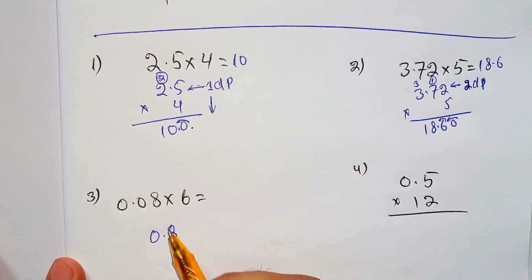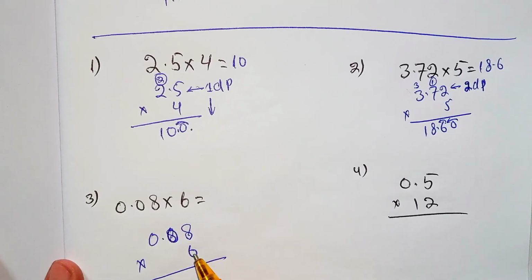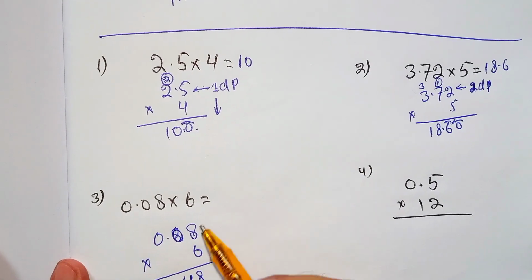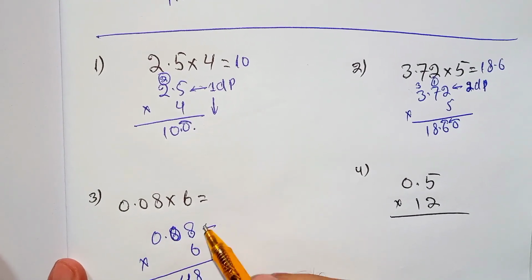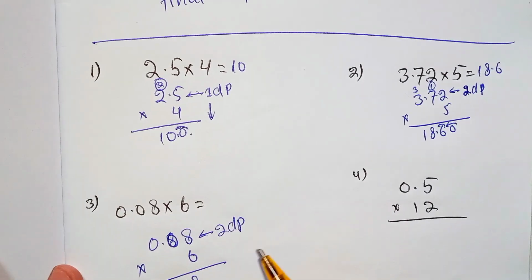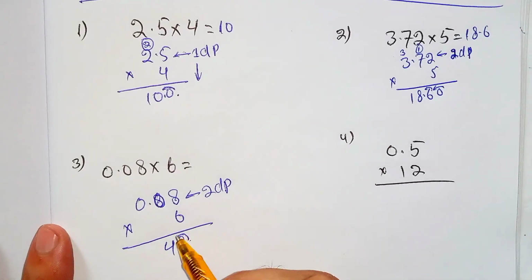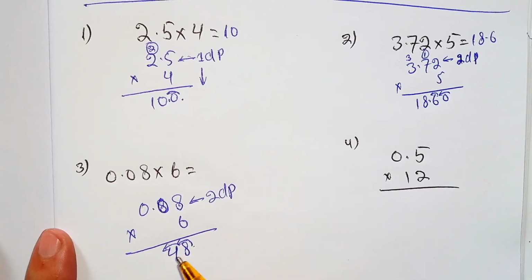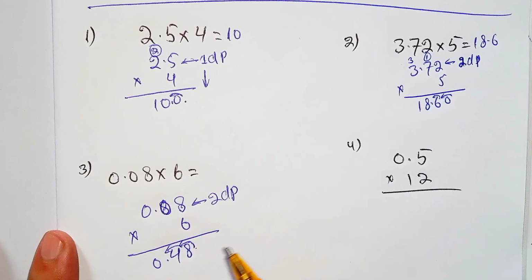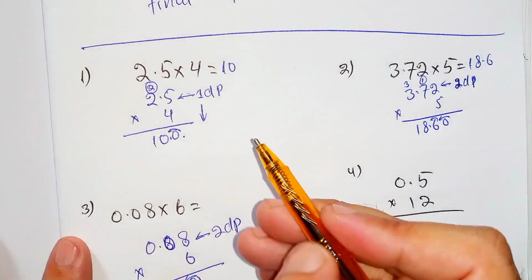So again, here is another example, 0.08 multiplied by 6, right? 6 times 8 is 48, right? So here we see that there are two decimal places in 0.08, right? We will move the decimal point two places from right to left, right? So this is one place and this is second place, right? So the answer is 0.48.